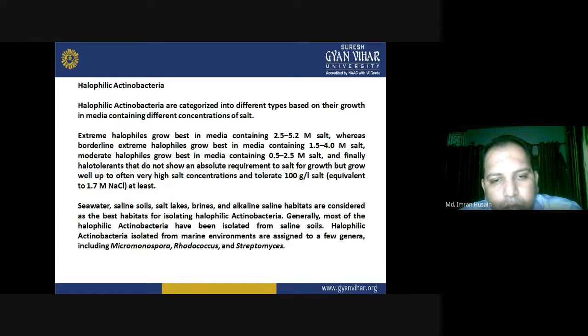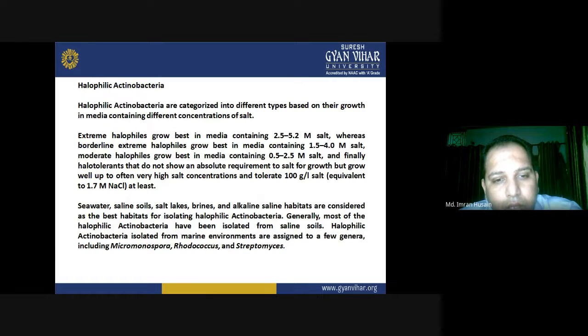halotolerant organisms do not show an absolute requirement for salt for growth, but grow well up to often very high salt concentrations and tolerate 100 grams per liter salt at least.